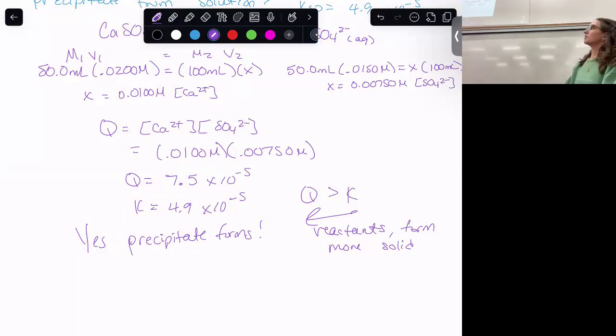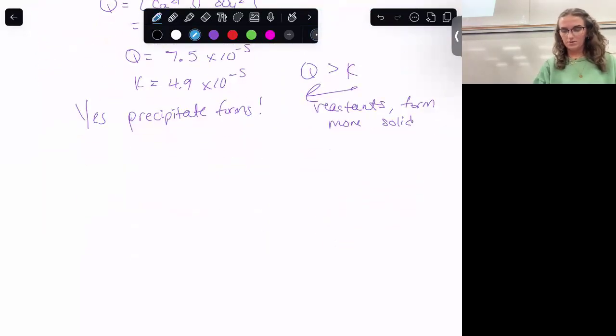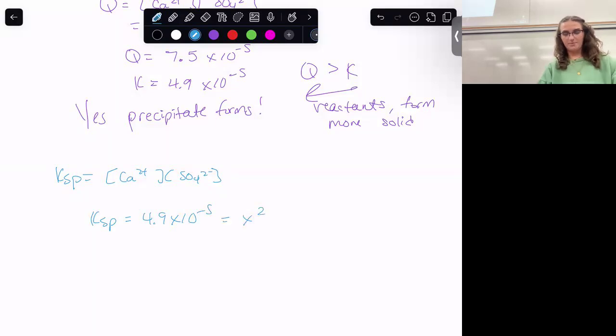There's a way that you could check this as well, using the Ksp value. You have calcium 2 plus and sulfate, so if you did your ice table, it would end up as x squared. If you solve for x, then you get x is equal to 0.007 as the x value. So that's the concentration at equilibrium.